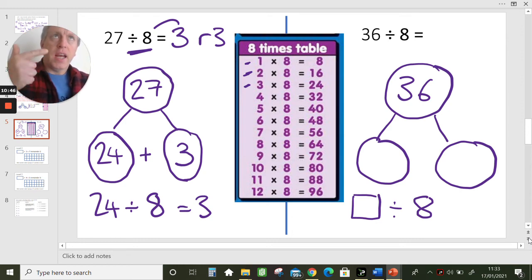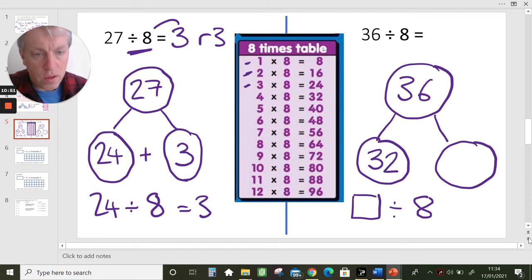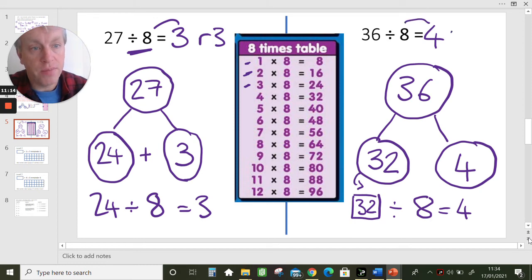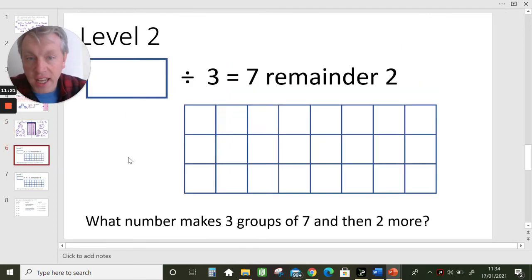8, 16, 24, 32. 32 add how many makes 36? 32 add 4. We're splitting the 32. 32 divided by 8 is 4. So our answer here is 4 8s and 4 left over. Now, if you're finding these easy, well done.